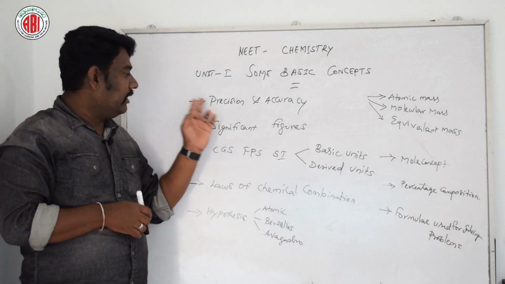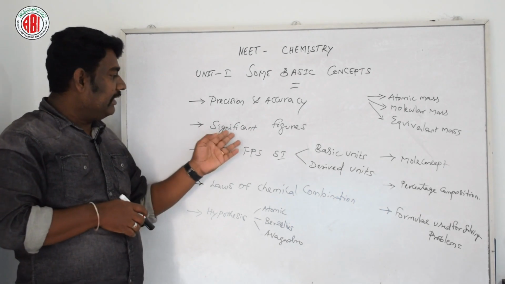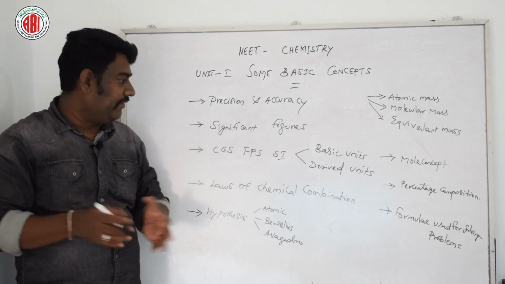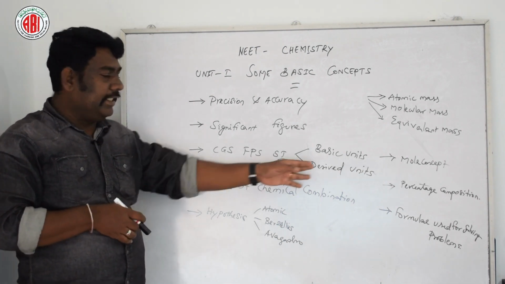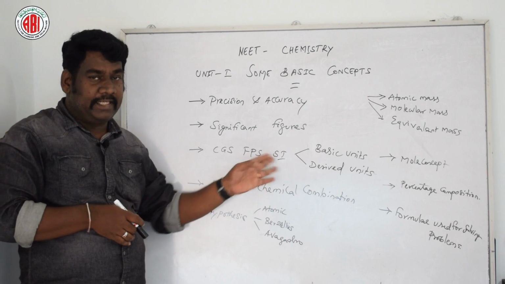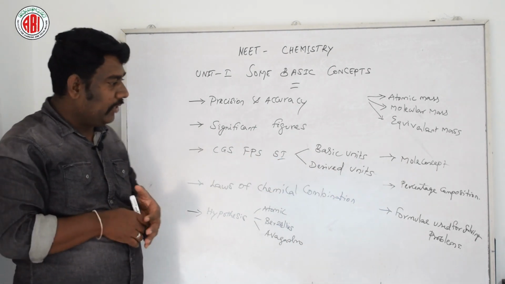First we are going to discuss precision and accuracy, the meaning and definition. Then significant figures and the rules to be followed for significant figures. Then the basic units, the fundamental units like CGS, FPS and SI, followed by derived units with some formulae, we are going to discuss.